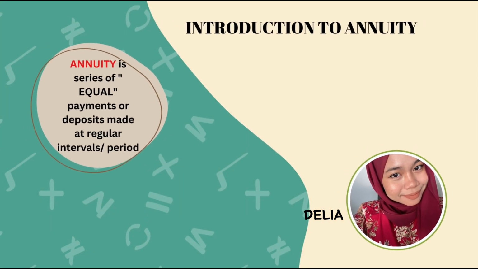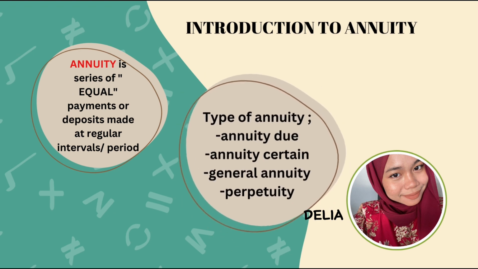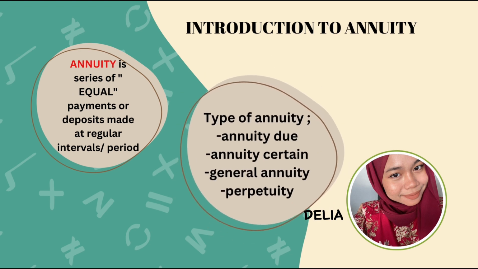For the next topic is annuity. So, what is annuity? Annuity is series of equal payments or deposit made at regular intervals or period. There are 4 types of annuity. Number 1 is annuity due. Number 2 is annuity certain. Number 3 is general annuity. And number 4 is perpetuity.